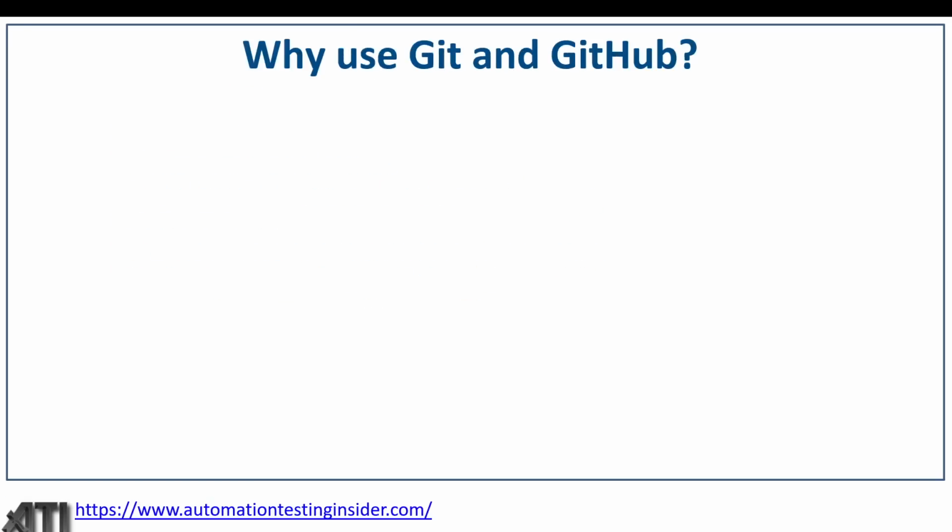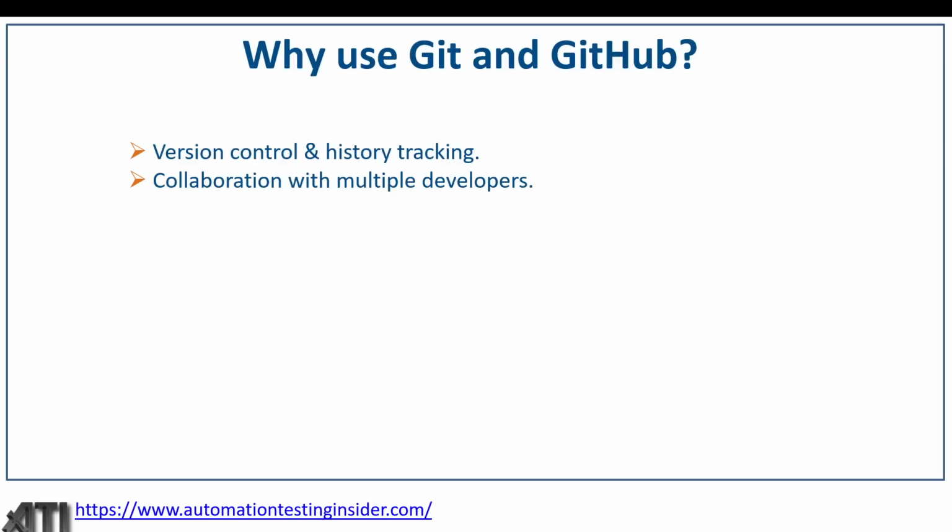Now if you talk about why we use Git and GitHub, it is useful for version control and history tracking, which we have discussed, right? Collaboration with multiple developers, or automation testers. And backup and recovery of code. We can easily maintain the backup and recovery of our code. So let's say if we lost the code at our local, then we can easily pull the code from the repository, and have it in our local environment again.